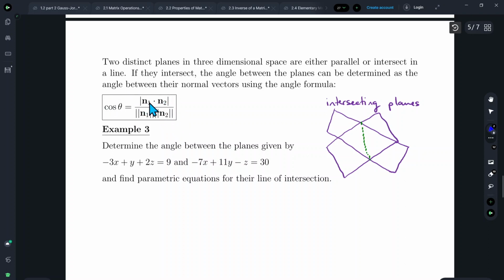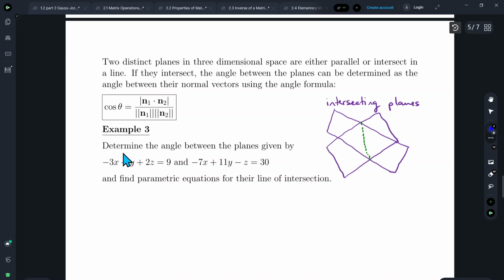So the absolute value here just means that when we calculate the angle, it's going to be an acute angle. Because if you look at the two intersecting planes, there are actually two different angles that form. There's an acute angle and an obtuse angle. And so this calculates the acute angle between them.